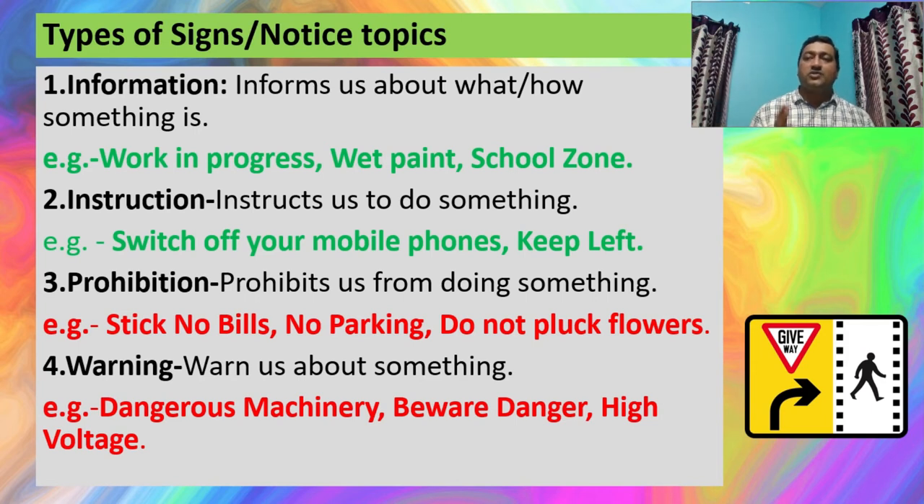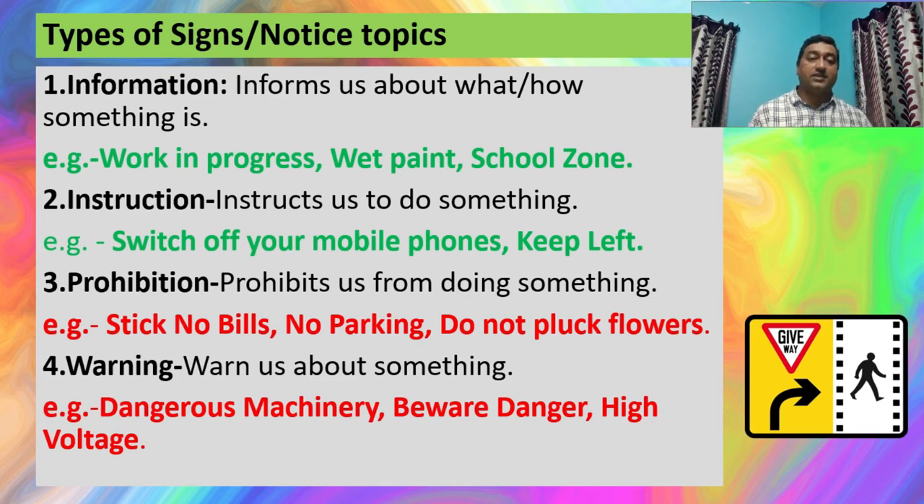While driving, one should keep left, right? Example. Then we have prohibition. Prohibition means something that stops us, right? Stop something. So it prohibits us from doing something. It does the work of preventing us from doing something.